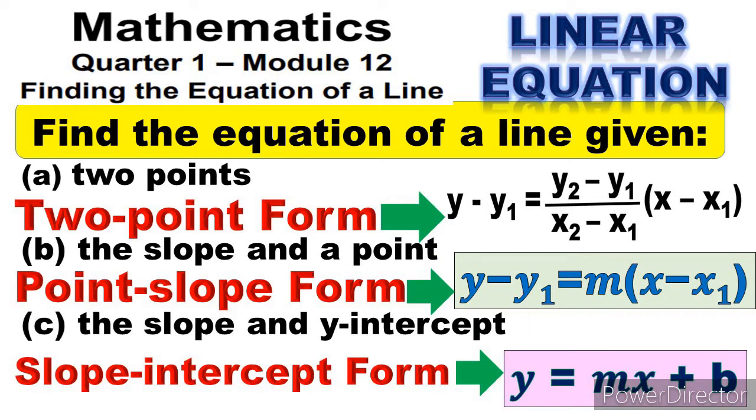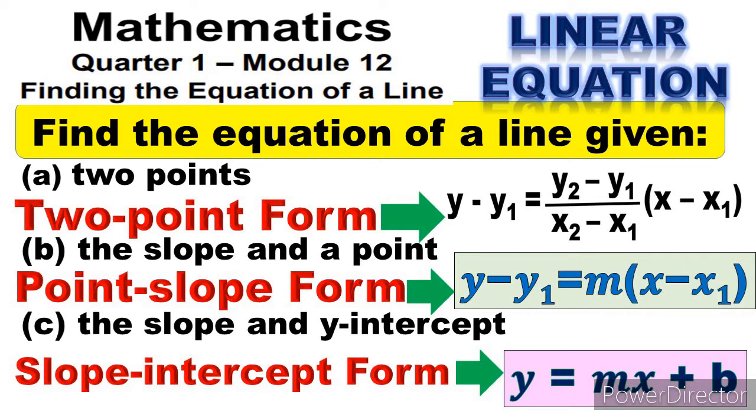And that is what we call 2-point form. And that is y minus y sub 1 equals y sub 2 minus y sub 1 all over x sub 2 minus x sub 1 times the quantity of x minus x sub 1. And we have to find the equation of a line given the slope and a point.